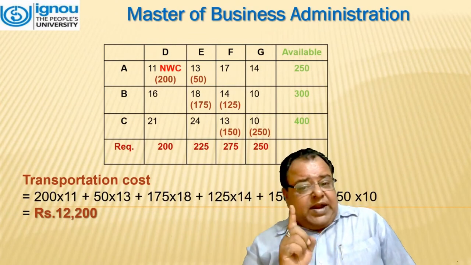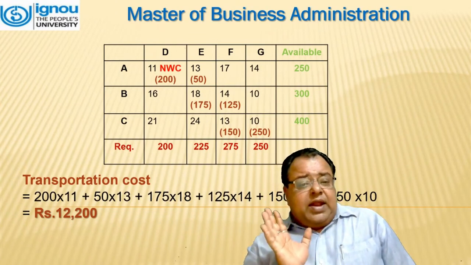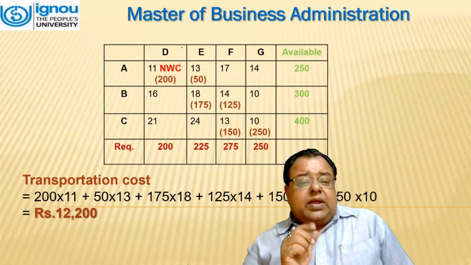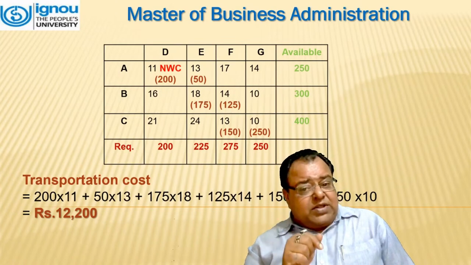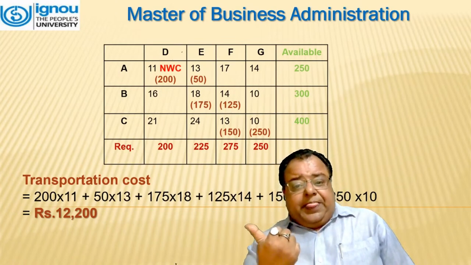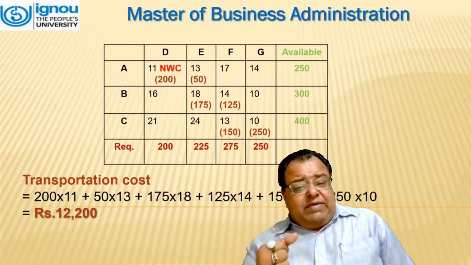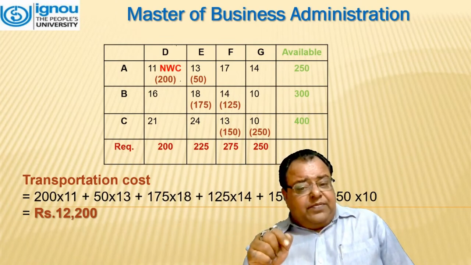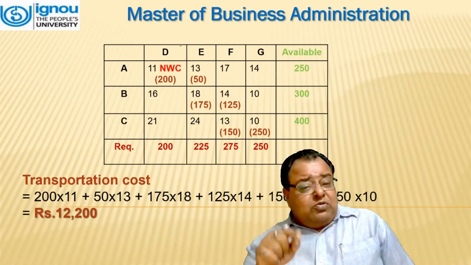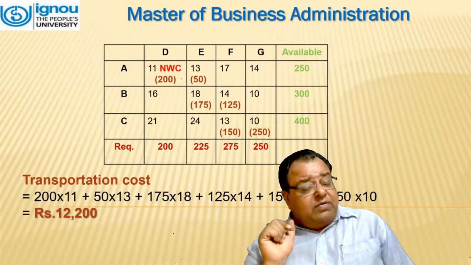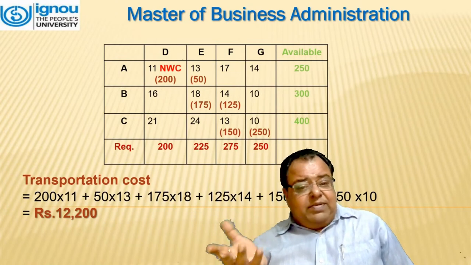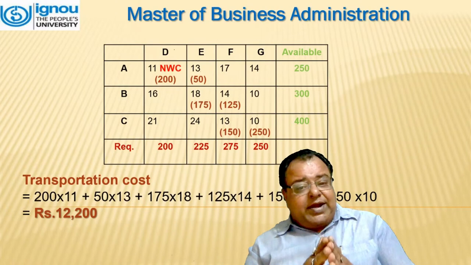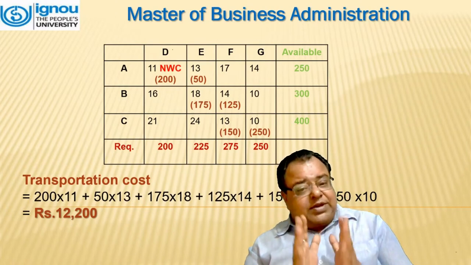200 has been exhausted, we are left with 50, so we will be allocating 50 for the next cell. From 225, 50 is reduced, so we will be placing 175 over there. And we will be subtracting 175 from 300, we get 125. We will be subtracting 125 from 275, so we will get 150. And lastly, we are left with 250. That means what we have calculated and assumed is absolutely correct.